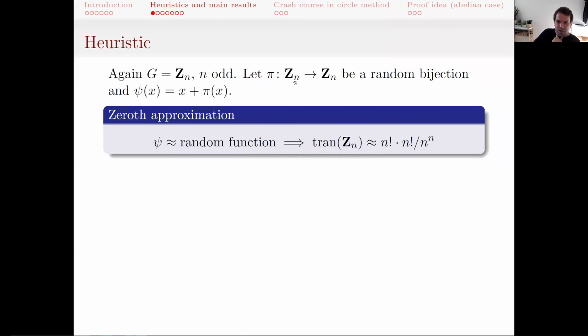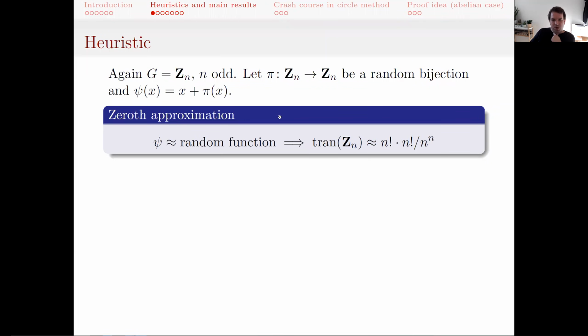And it seems like psi should basically just be a uniform function on Zn. Maybe on first glance there is no reason why it should favor some functions and disfavor others. So thus we get this zeroth approximation. If psi is a uniformly distributed random function, then the probability that it would be a bijection would be n factorial over n to the n, and this would give us the number of transversals as n factorial times that, because n factorial is the number of ways we can choose this random bijection phi.